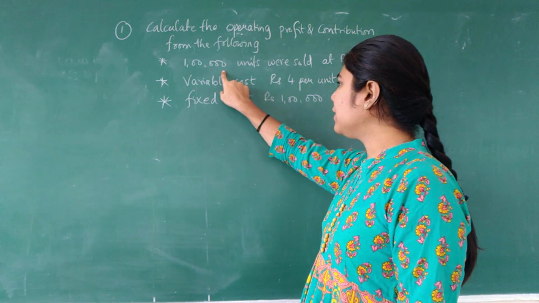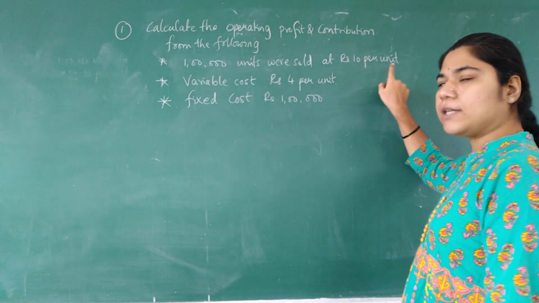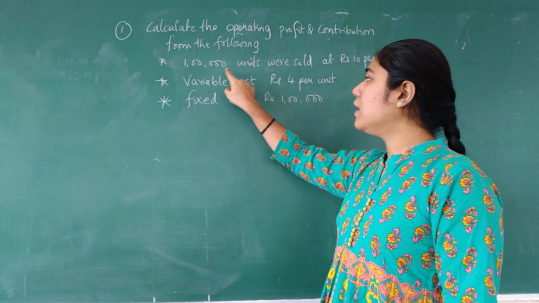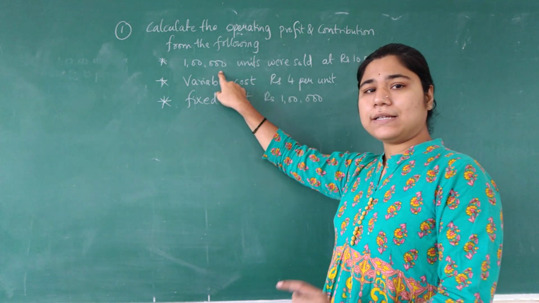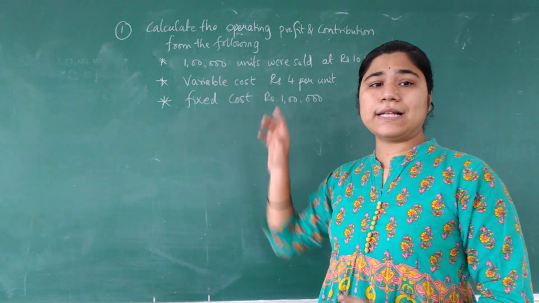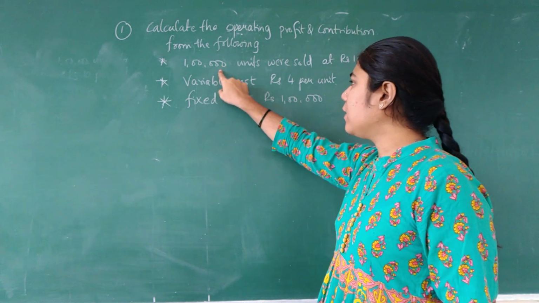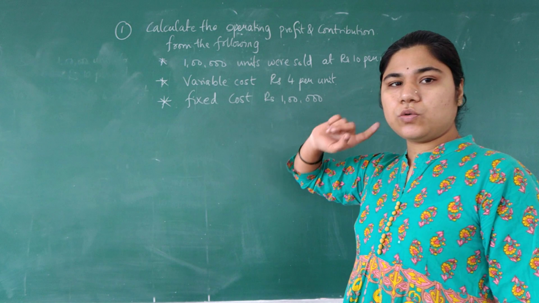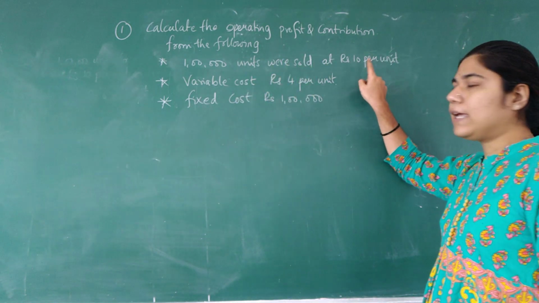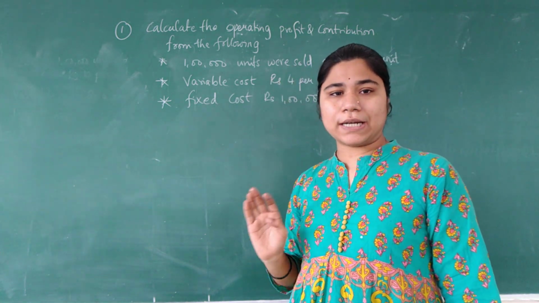First, they have given that 1 lakh units were sold at rupees 10 per unit. This is the sales. We have the sales units, that is 1 lakh. We don't have any sales value. Each unit of the 1 lakh is sold at rupees 10. So now our sales worth will be 10 lakh, not 1 lakh.